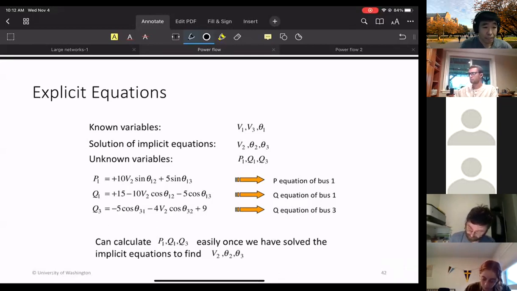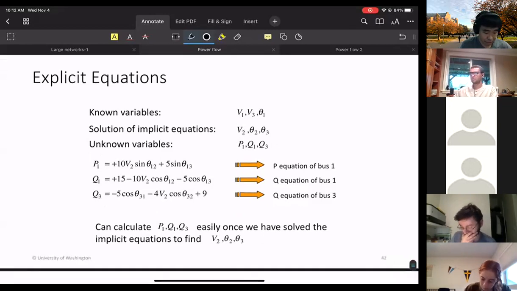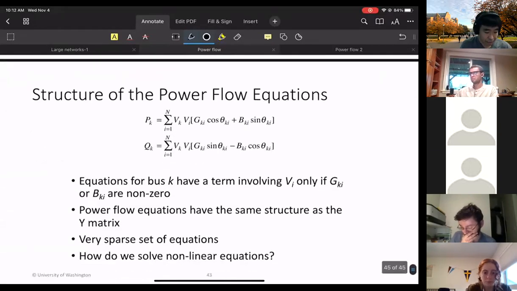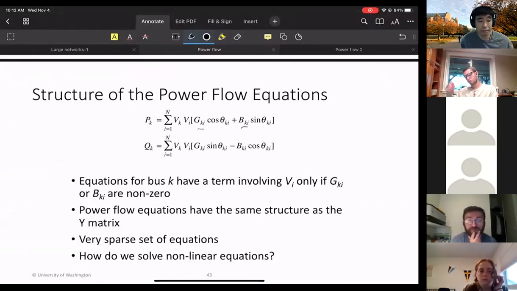Right, so if you look at this for a large system, the system of equations is still quite sparse, because we have these G_ik and B_ik terms. These are only non-zero when the two buses are connected to each other. For a large system, most times these are zero, so you get quite a sparse set of equations. But the problem is, even though it's sparse, it's nonlinear.